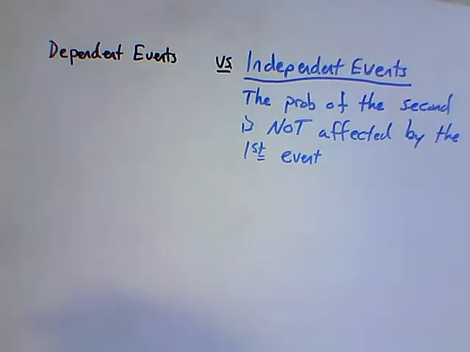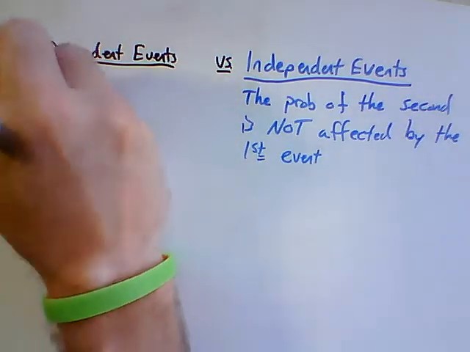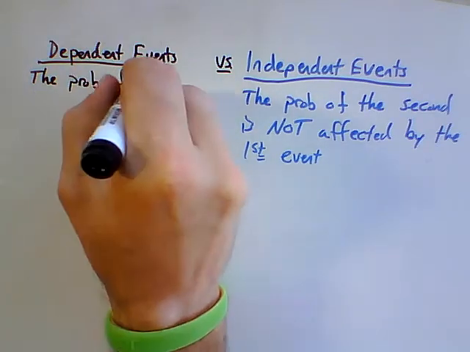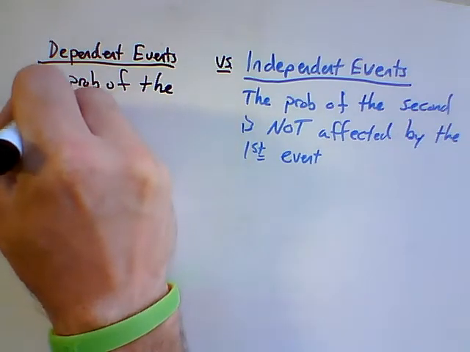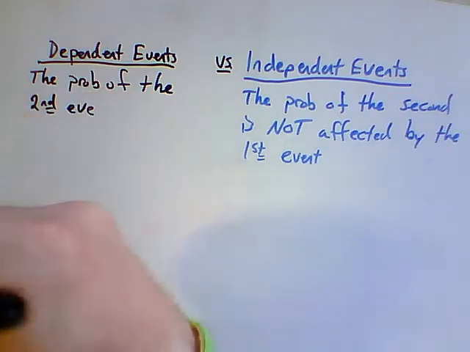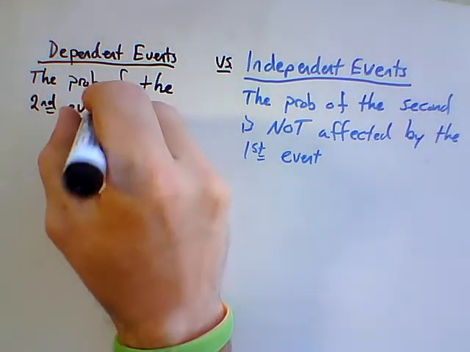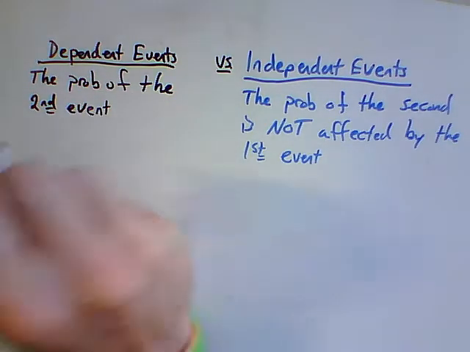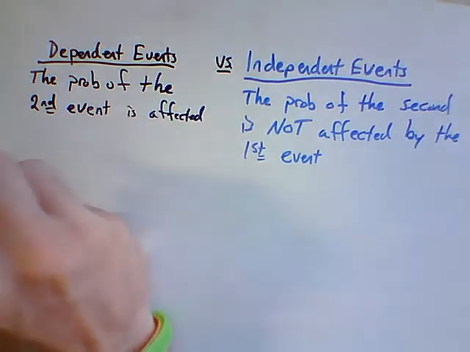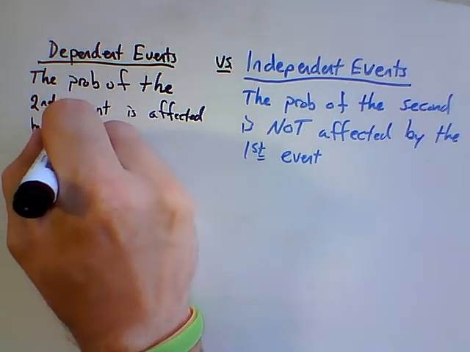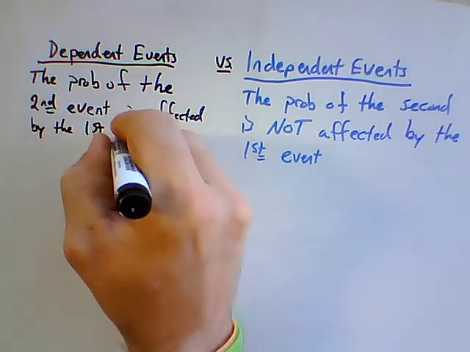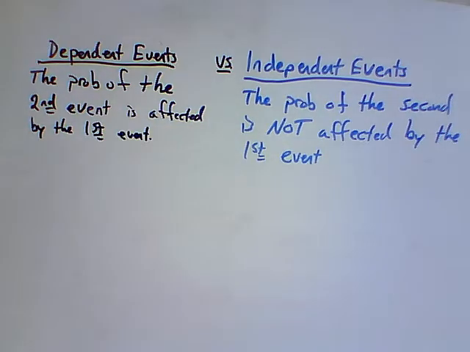Alright, and then dependent events would be the probability of the second event, and it could have been the third, the fourth, whatever, but the probability of each subsequent event is affected by the first event or whatever events came before the previous event. Our simple case is just going to be two events happening, so it works.